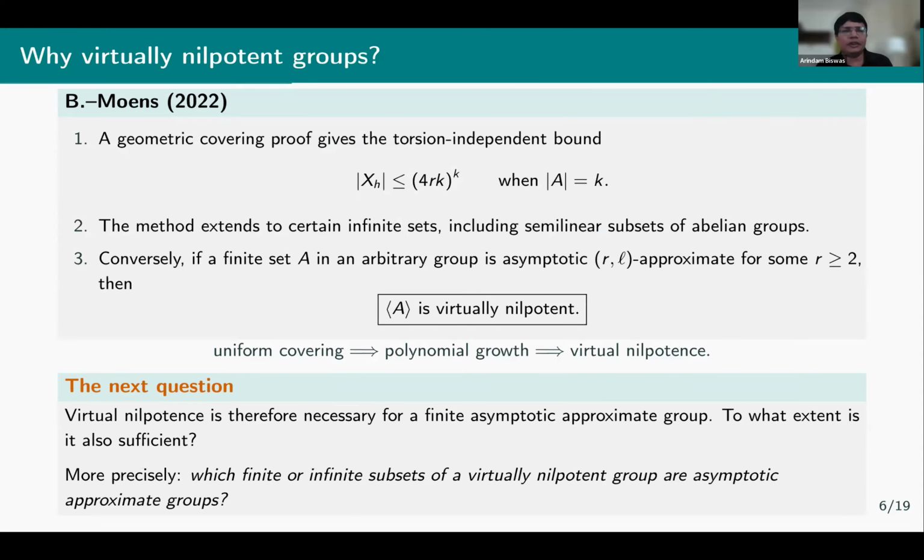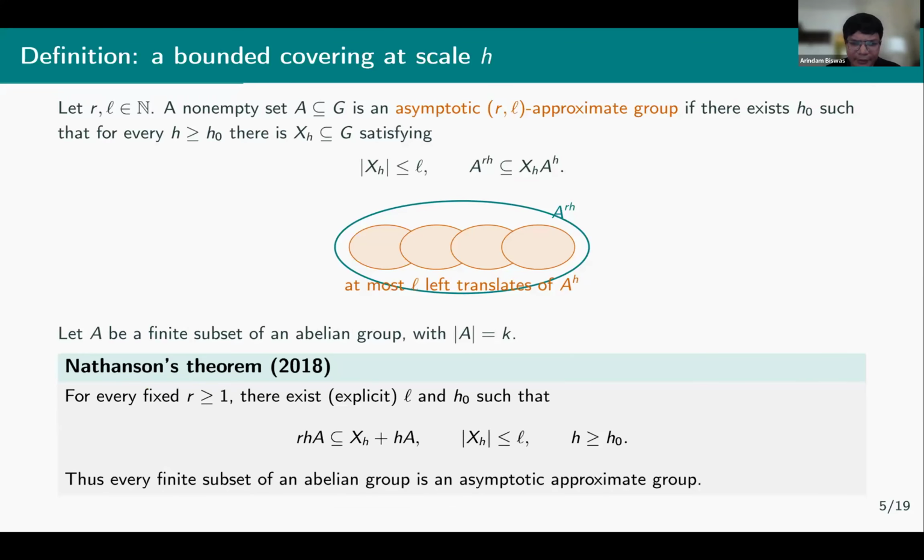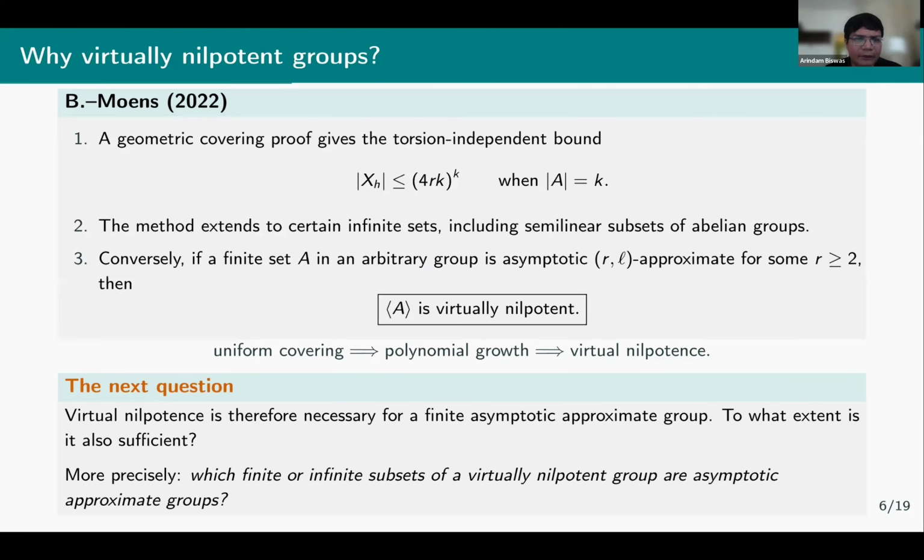All right, so all this was in the abelian case. So why do we consider virtually nilpotent groups here? Together with Wolfgang Moens in 2020, we wrote the paper, I think when we were in Vienna. We showed the following. First of all, our motivation was to improve the constants on the L in Nathanson's result. So we gave a different proof, a geometric covering proof, and it improved the constants a bit.